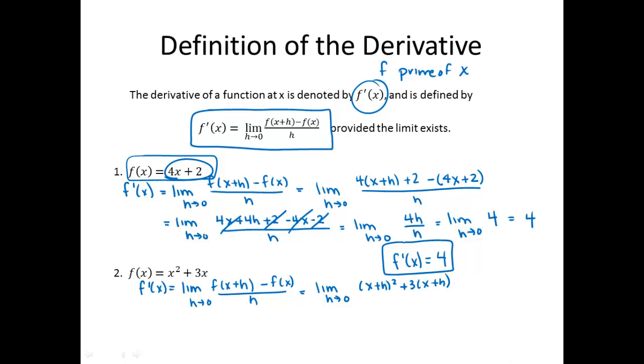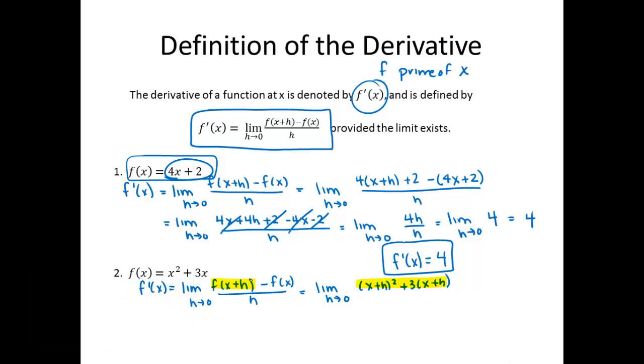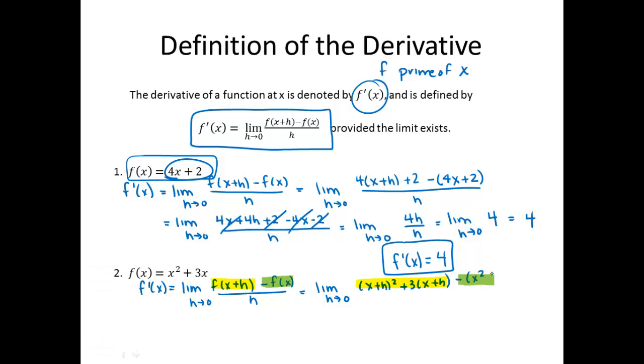Don't forget, you have to subtract the original function. I'm going to highlight that. So the part we just did here matches this part. The next part we're going to do is the minus the original function. Okay? So here I'm going to do minus x squared plus 3x. So those are the 2 parts that match, all over h.